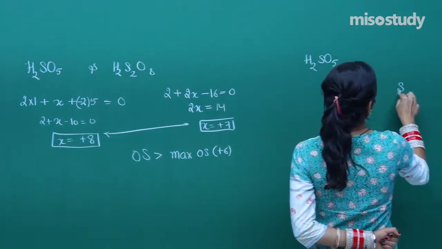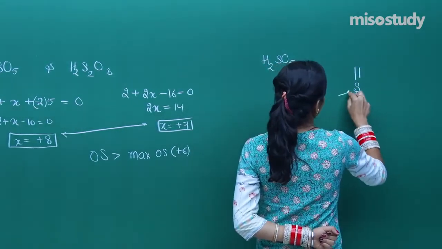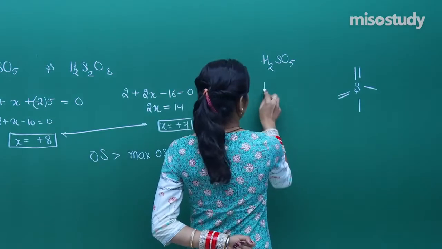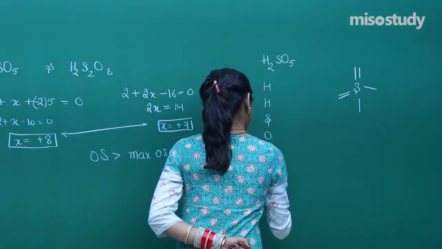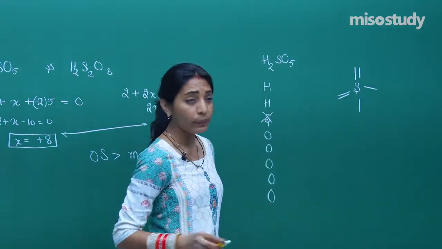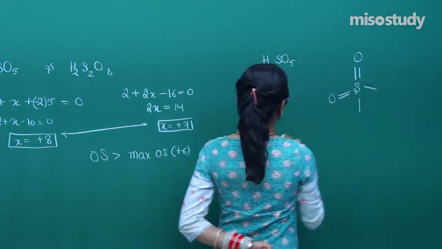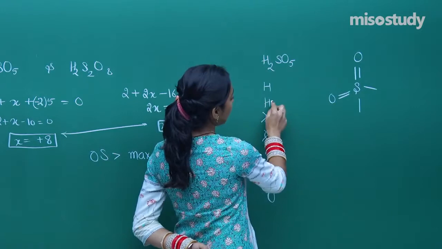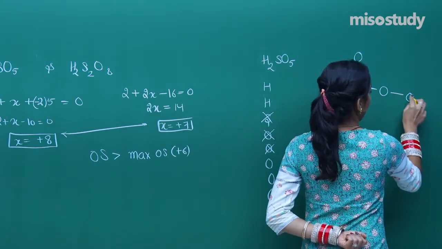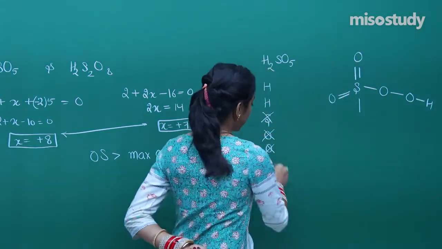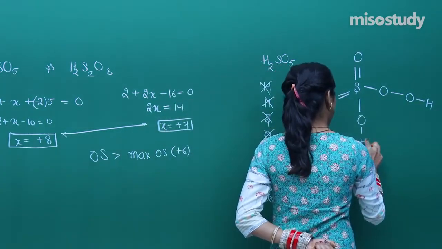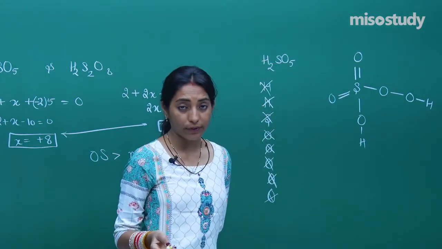So it should be sulfur, and first of all let me draw the skeletal structure. Sulfur will have 2 double bonds and 2 single bonds. Now we have these all I have to fix in the places. So this sulfur is done, 2 double bonds are there, so there have to be 2 oxygens, right? Now see, in any of them you have to make one OOH bond, okay? So OOH is done, and on the other you can place OH. This is the final structure of H2SO5, okay?